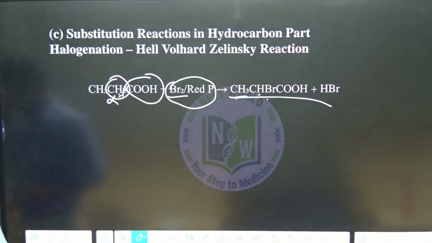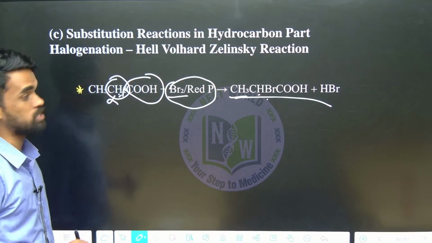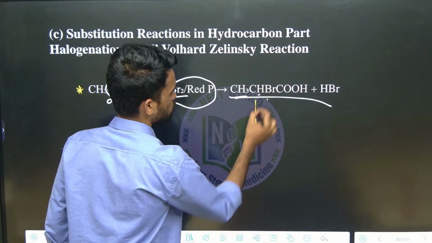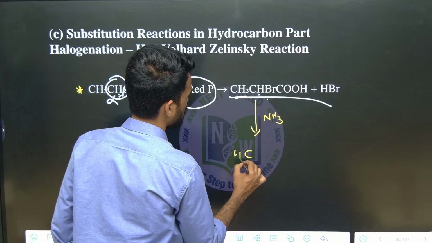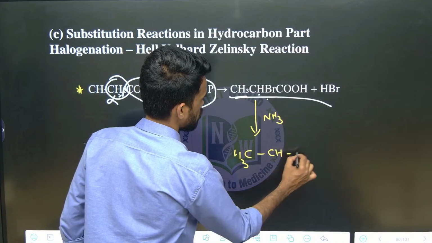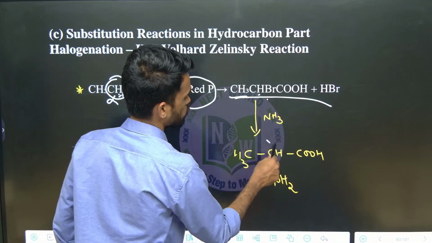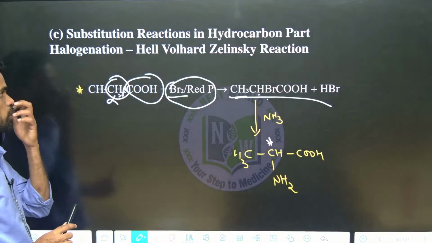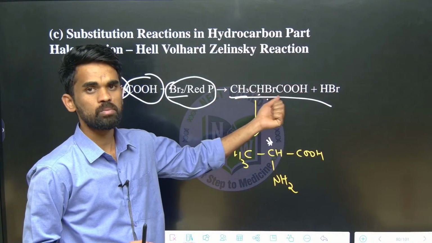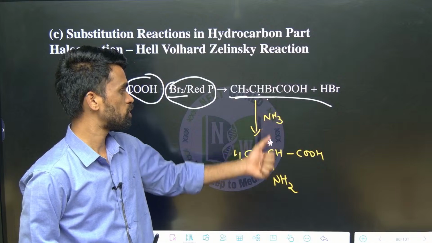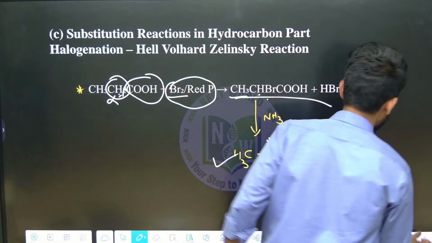It is useful in organic synthesis, particularly for amino acids. You just treat this with ammonia. Now what happens if you treat this with ammonia? You are going to get an alpha amino acid. See, we got alanine here, CH3CH(NH2)COOH. So this is one of the important methods. HVZ is an important method to prepare alpha halo carboxylic acids, because they are useful for the preparation of alpha amino acids like this. And some other compounds we can also prepare.